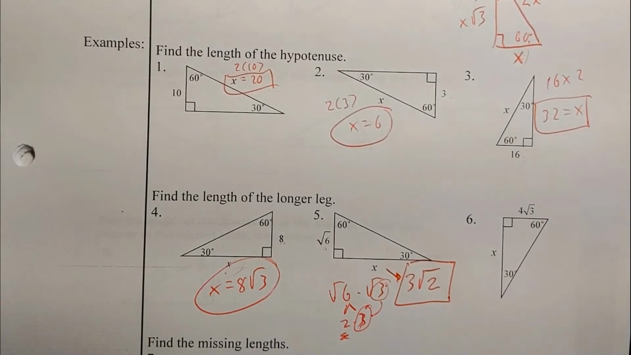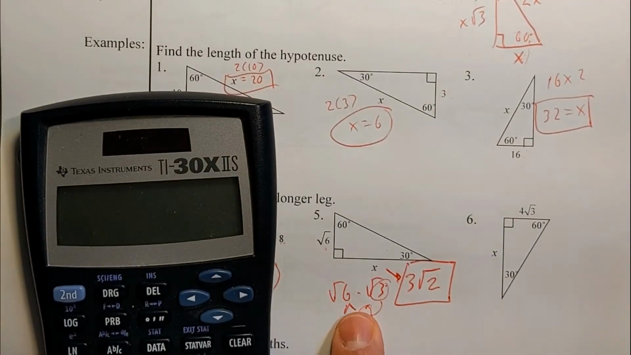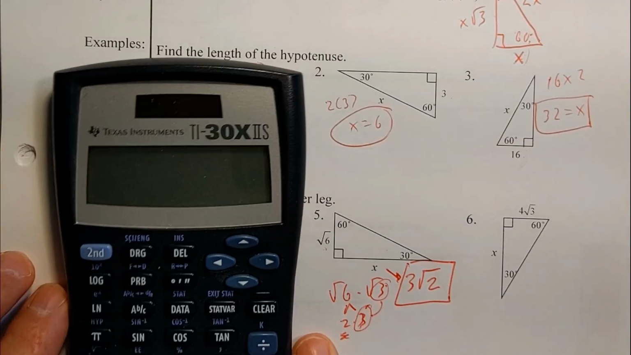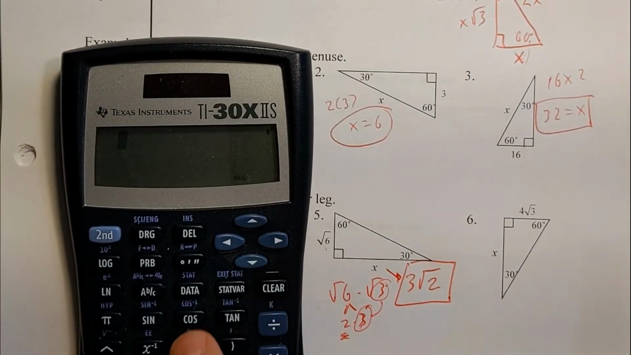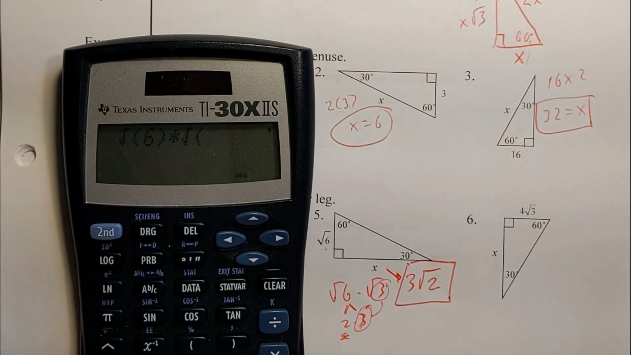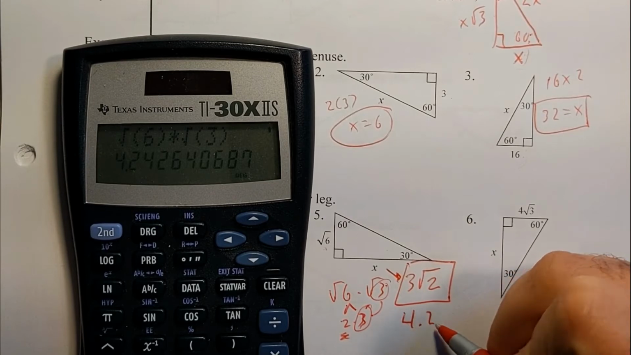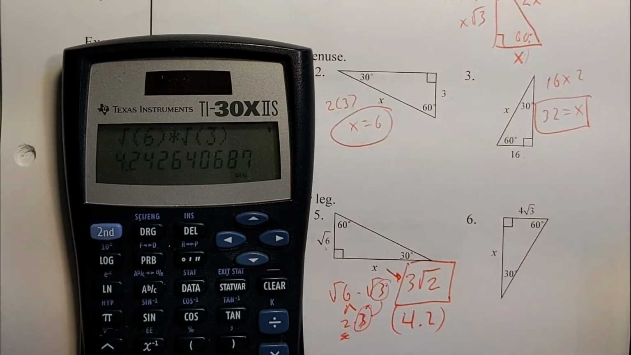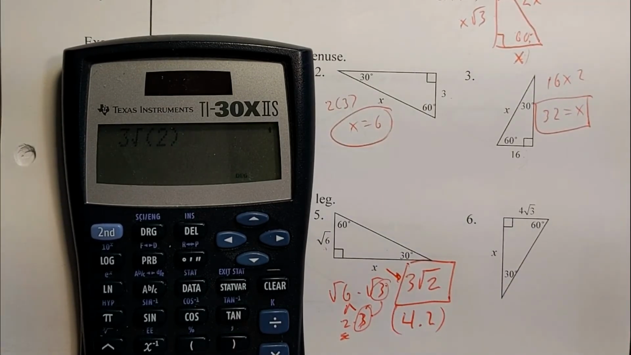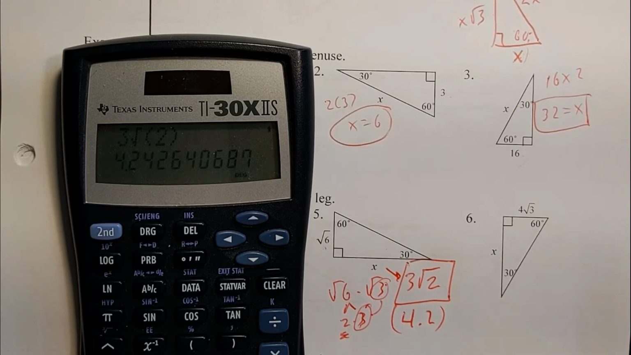Now, if you're doing decimal form, you can put that into your calculator, or even earlier, you could have put this original one into the calculator. So, square root of 6 times square root of 3, you get 4.2. If I go 3 square root of 2, it's the same thing, 4.2.